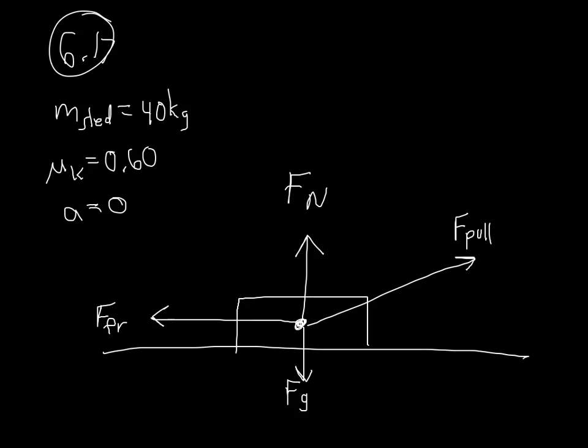I see something acting at an angle. What is that angle? 30 degrees. And anytime I see things acting at angles, I break it into components. So I'm going to have some F pull in the X direction, and I'm going to have some F pull in the Y direction.